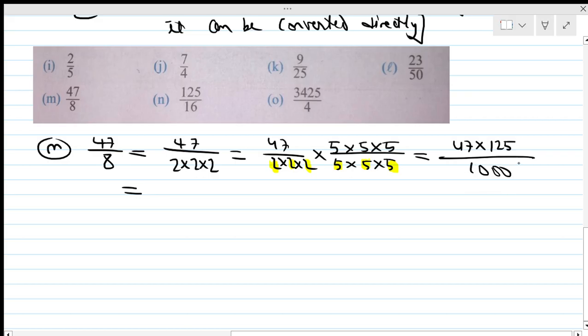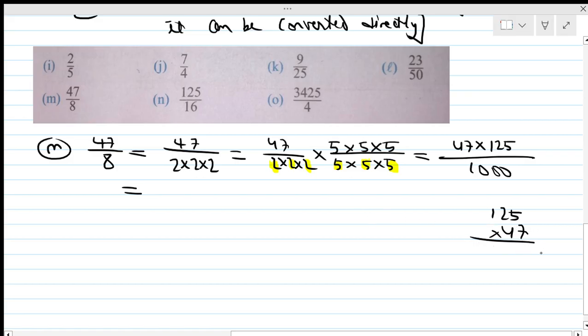So let's go for it. 125 into 47, you can do real multiplication, or you may break 47 as a sum of 40 and 7, and then you can make the product. So how you go is up to you. I will do it by breaking.